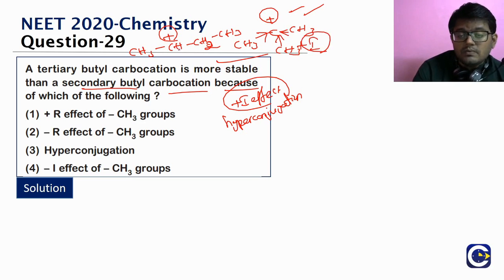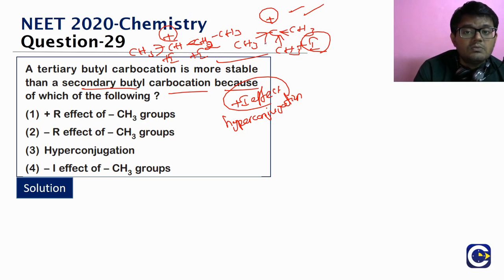But here also we have a methyl and then ethyl. We have a methyl group and then ethyl. So methyl also will contribute for plus I, and ethyl also will be contributing in terms of plus I. Ethyl group will be having a more plus I effect than methyl group. So here, the stability explanation is based on the plus I effect of the alkyl groups.